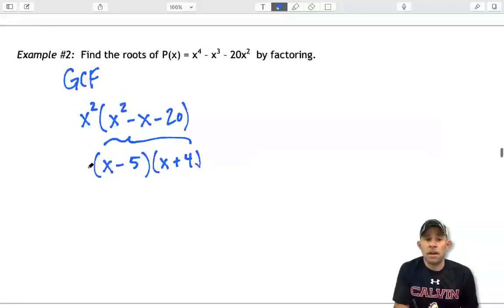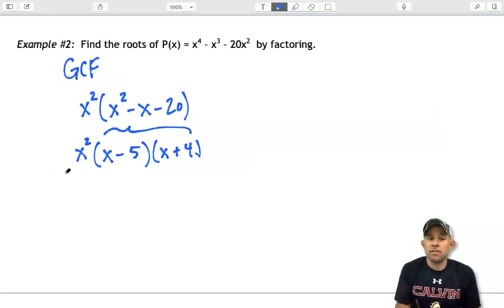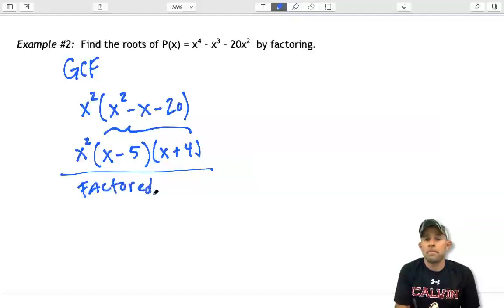And I still have my first factor here, which is x squared. So here are my three factors. Now this is known as factored form. And I'm going to do the same thing I did on the previous problem. I'm going to take each one of the factors and set it equal to 0 and solve for x.